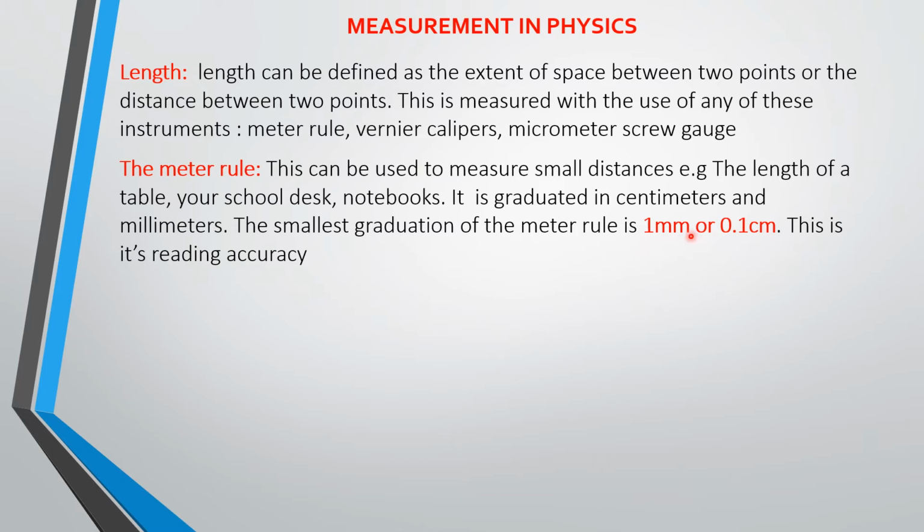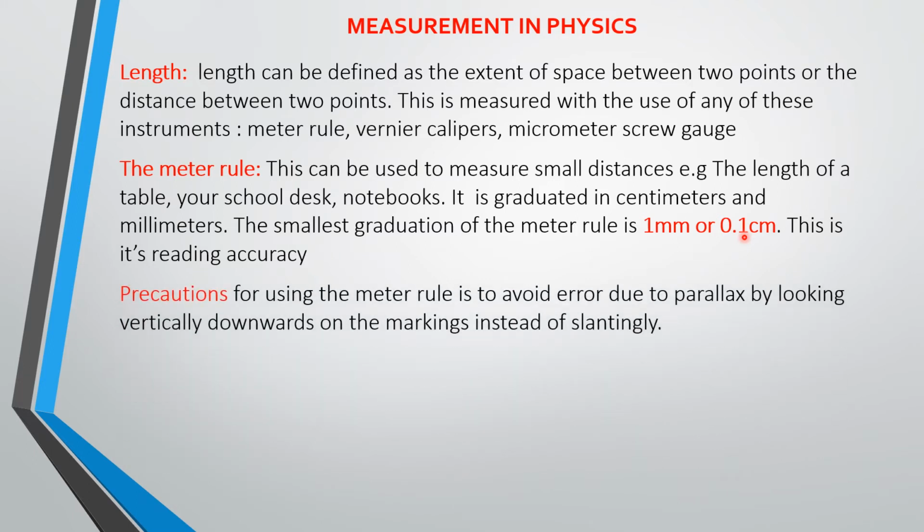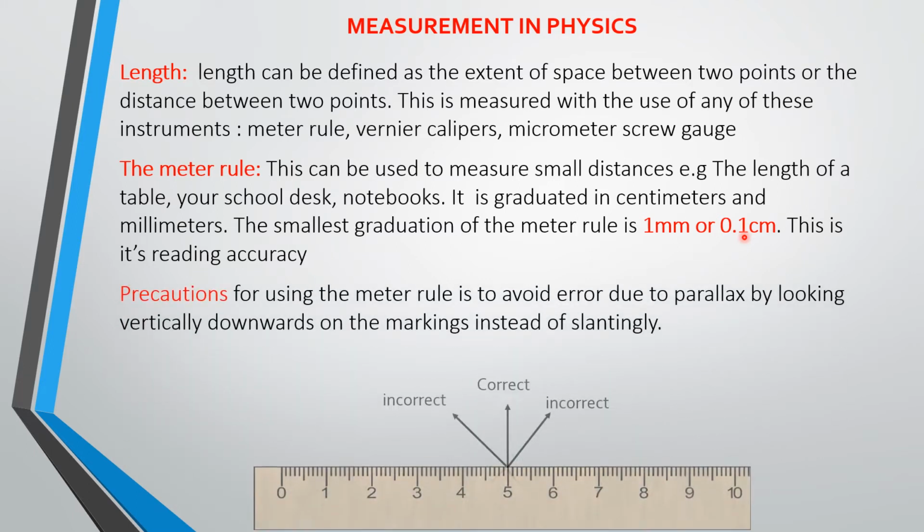I decided to color it red because these are questions that you can have in your JAMB objective or WAEC objective. They can just ask you what is the smallest error that you can get while using the meter rule or your rule. The smallest error you can get is 1 millimeter or 0.1 centimeters. So I hope that is clear. That is the reading accuracy of the meter rule, and that is the smallest error you can get while using this piece of equipment.